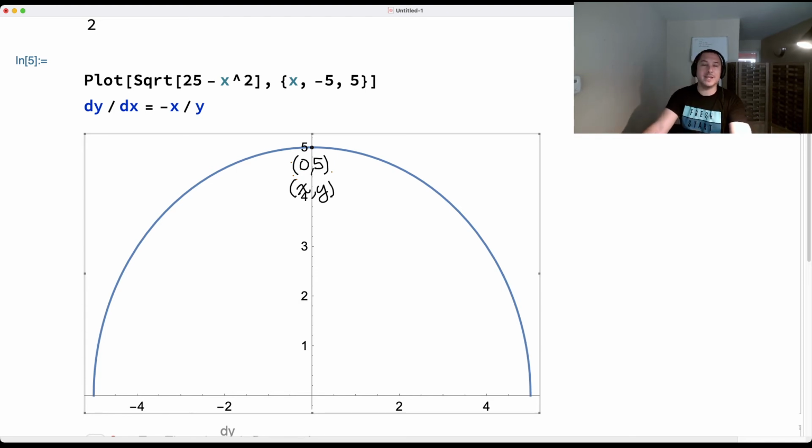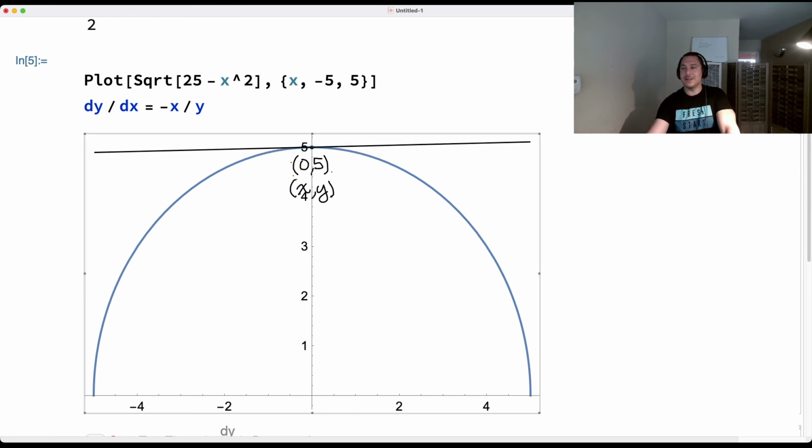Okay, so if you look at that point right there, if you were to draw a tangent line, what do you think the slope would be? Like through that point, 0, 5. Yeah, because the tangent line would look something like this. Okay, now we have a formula for this. So if you plug in the x value, which is 0, you get minus 0 over 5. And what does that become? 0.